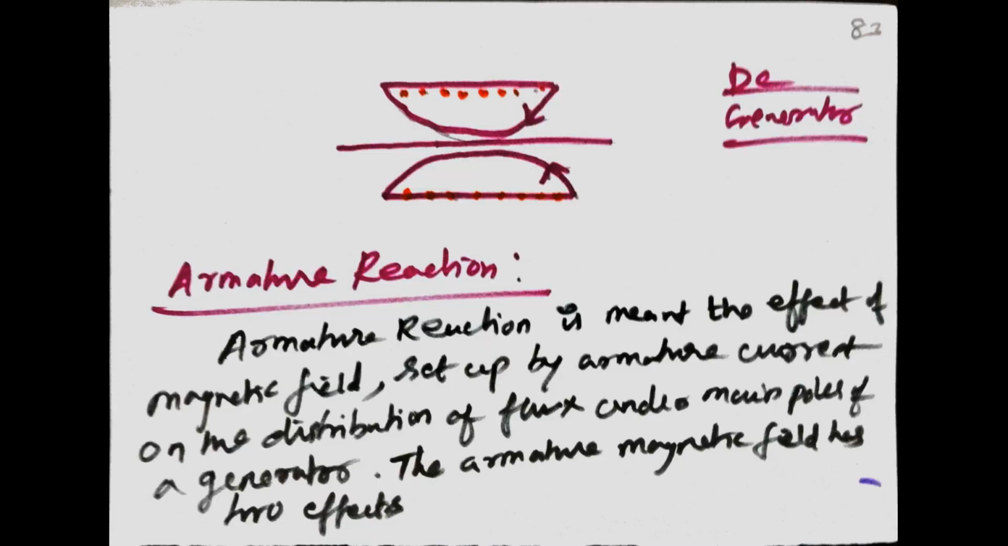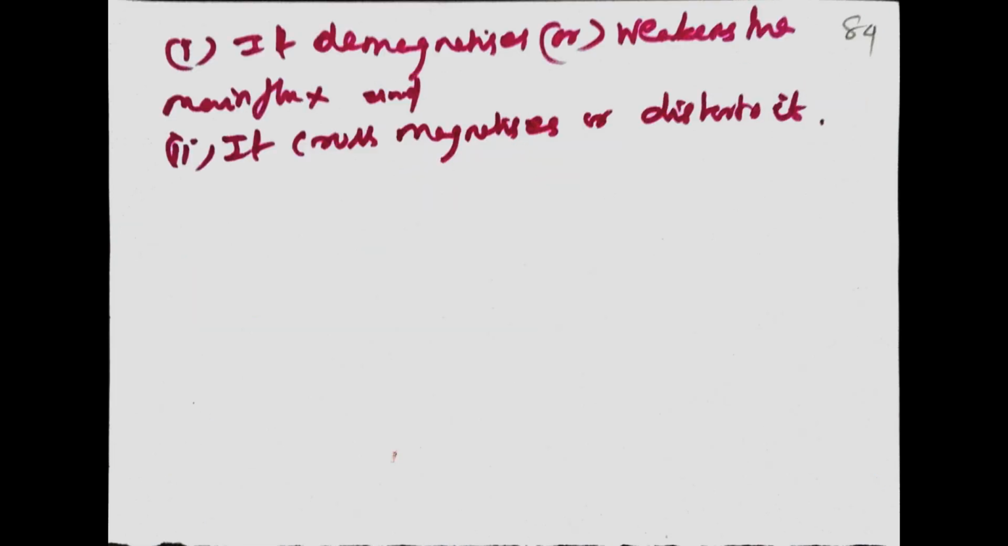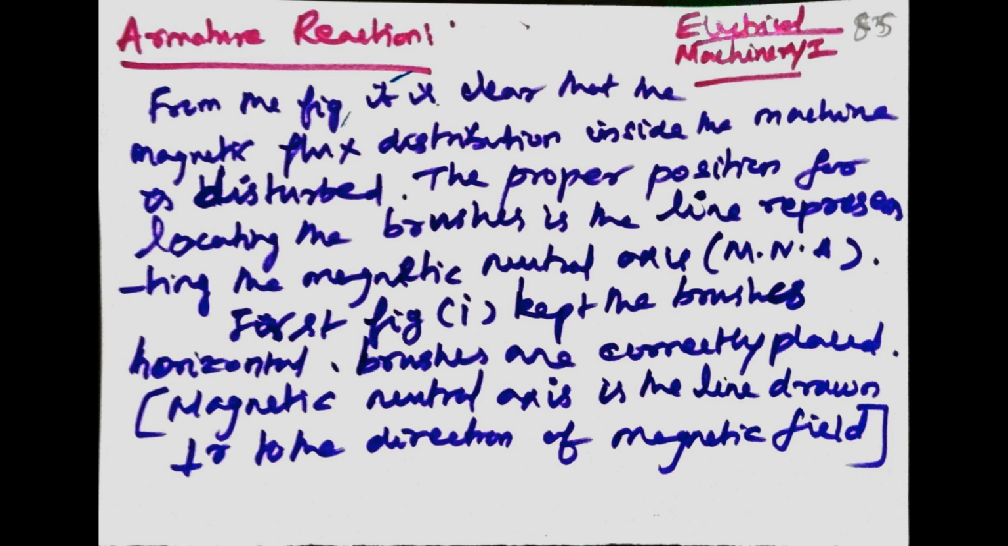Armature reaction means the effect of the magnetic field set up by armature current on the distribution of flux under the main poles of a generator. The armature magnetic field has two effects: it demagnetizes or weakens the main flux, and it cross magnetizes or distorts it. From the figure, it is clear that the magnetic flux distribution inside the machine is disturbed. The proper position for locating the brushes is the line representing the magnetic neutral axis, MNA.